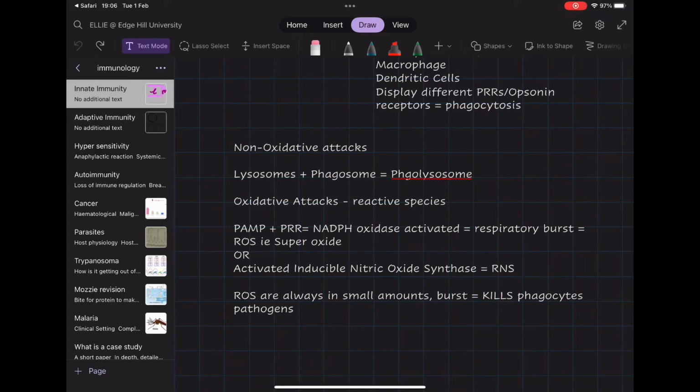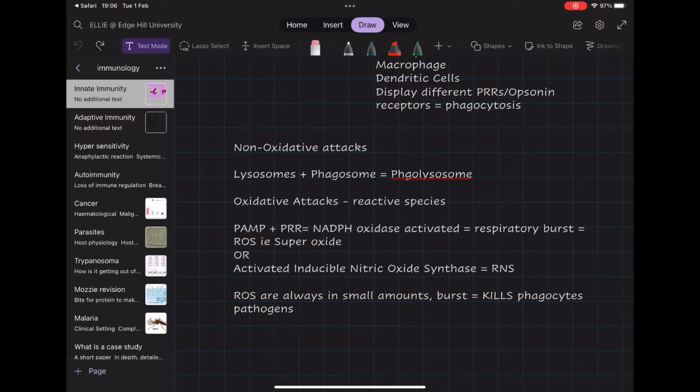Another method of defense in the innate immune system is oxidative or non-oxidative attacks. In non-oxidative attacks, lysosomes with proteolytic enzymes and other types of enzymes merge with the phagosome to form a phagolysosome, and these then destroy the pathogen. Whereas in oxidative attacks, it uses reactive oxygen and nitrogen species to destroy the pathogen.